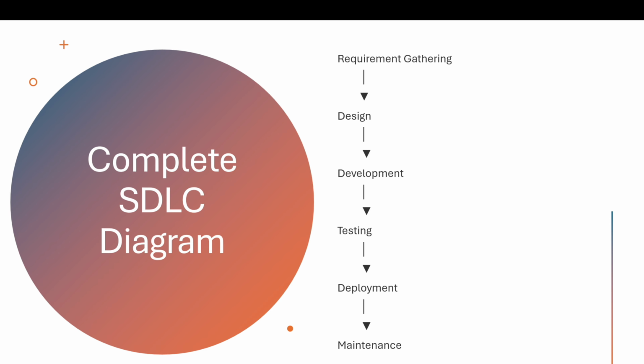So this is the complete SDLC diagram we discussed in the phases. The first one is requirement gathering. Once the requirement gathering is done, we'll move on to the design. The second phase is the design. Once the design is done, we'll move on to the development. Once development is done, then testing, then deployment and maintenance. So these are the 6 SDLC phases. If you want to build any project, every software company must follow all the 6 phases.